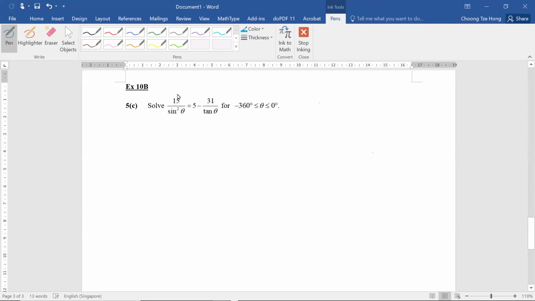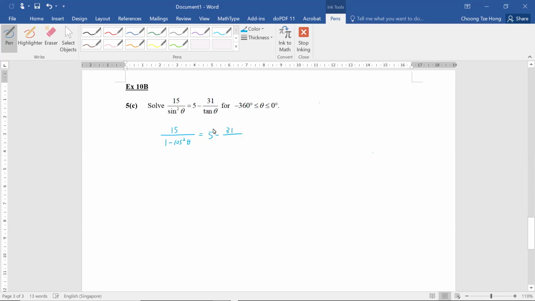We're asked to solve the equation 15 over sine square theta equals 5 minus 31 over tangent theta, for the range of angles between negative 360 degrees and 0 degrees. If you look at this question, there are several things you may be thinking of. One is to replace sine square theta with 1 minus cosine square theta, and then you will end up with this.